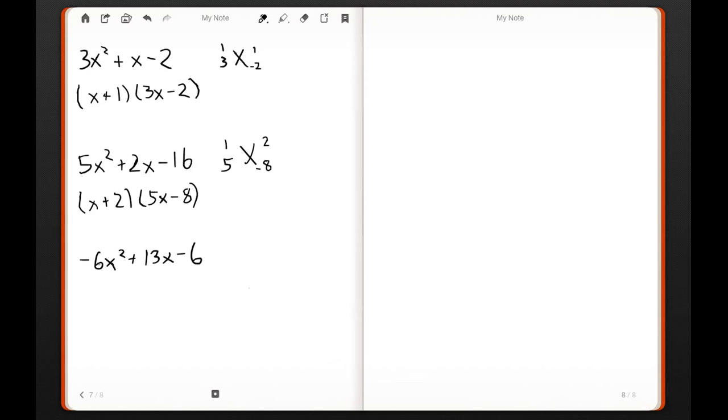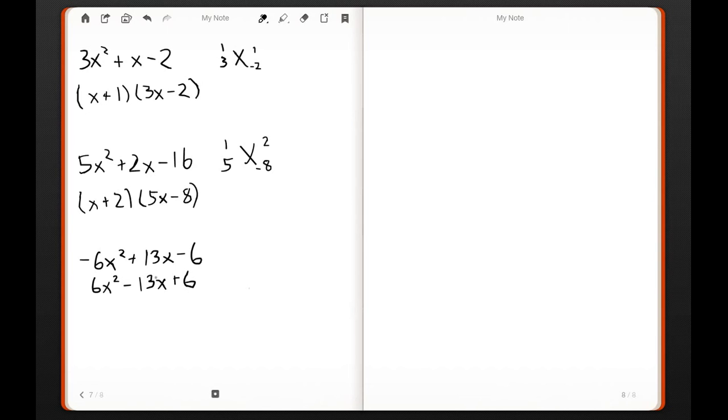Now with this one, you have a negative coefficient of x squared. That would make things really hard. So what you want to do with that is get rid of it by multiplying or dividing the entire equation by negative 1, which will change all the signs. So negative becomes positive, positive becomes negative, and negative becomes positive. You negate the whole thing.